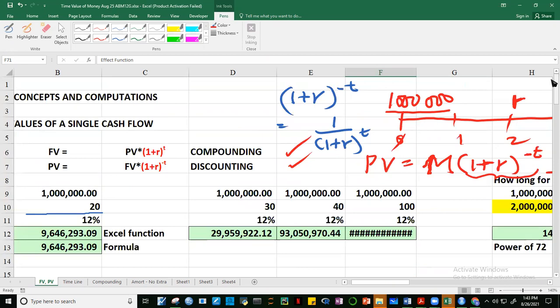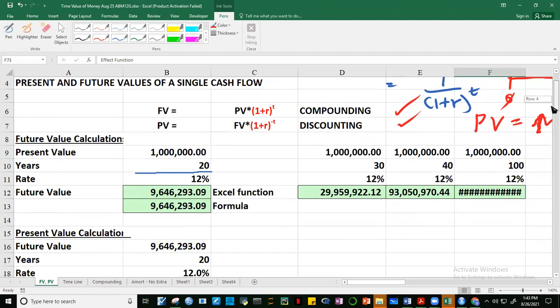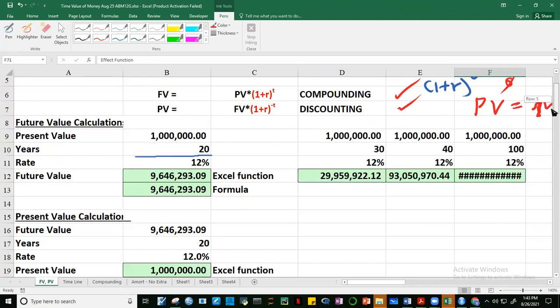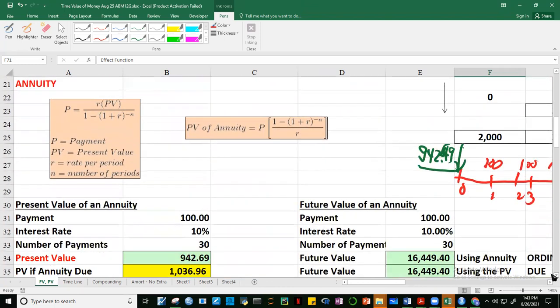Quick review lang. We learned how to do compounding and discounting. Pag sinabi natin compounding, we're getting the future value, and we're multiplying our present value with a compound factor. The opposite naman yung discounting. Ang discount factor natin is 1 plus r raised to the negative t. We also learned how to make use of the functionalities in Excel, yung FV, PV, PMT, RATE, at saka NPER. Sabi natin, Excel is very particular about the direction of the cash flow, so may mga adjustments tayong ginagawa, especially pag i-compute natin yung rate at saka yung NPER. We learned how to compute for the PMT, guys.